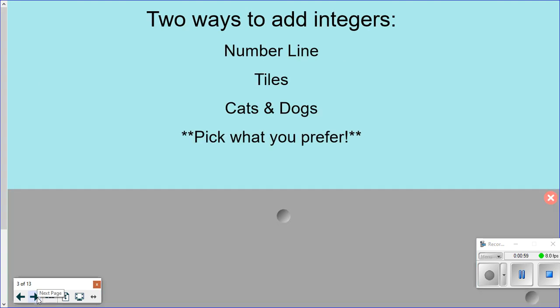Okay, so the 3 ways I talked about last year to add integers were a number line, tiles, and cats and dogs. Now, if you remember, an integer is a positive or negative whole number. So today you're adding positive and negative whole numbers. There'll be no decimals. There'll be no fractions. So just positive and negative. I'm going to talk about all 3 of these. You decide again which one you like better. Some of you might know how to do this already, but it's just a good idea to refresh your memory.